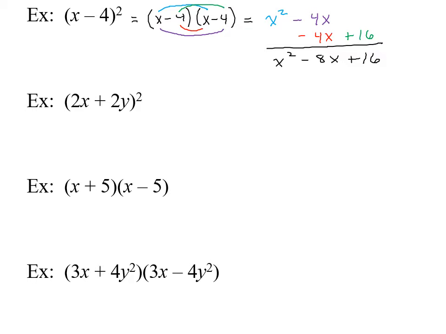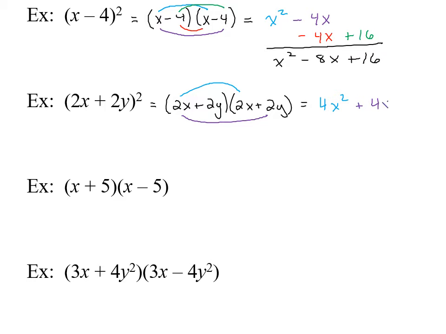And you do the same thing if it's got 2x and 2y on there. This is 2x plus 2y just written down twice. But the process is the same. I do the first one times the first one. 2 times 2 gives me 4x squared. The outside, 2x times 2y. The 2 times 2 makes 4, but the x and the y are not the same base, so they do not combine together. You just multiply the x times the y.